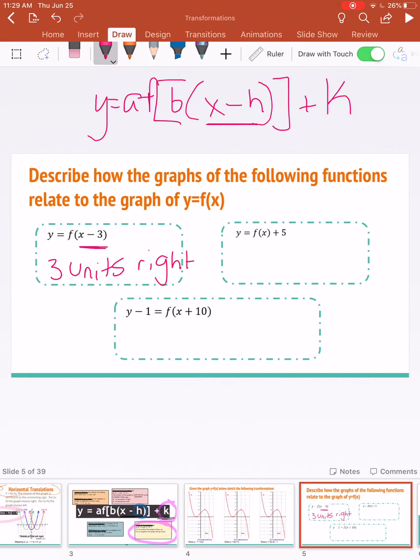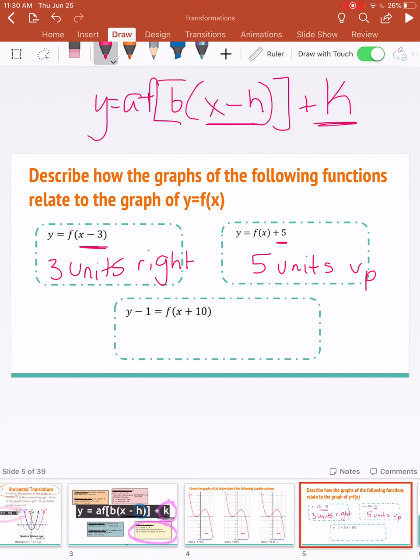Here, notice how that 5 is tacked on the end. So that's a K value. You're not replacing the x, it's just added on the end. So that's a vertical translation. In this case, it's 5 units up. So our horizontal translations will always be opposite to the sign. That's what you should be thinking: opposite. The vertical translation is always what it seems.